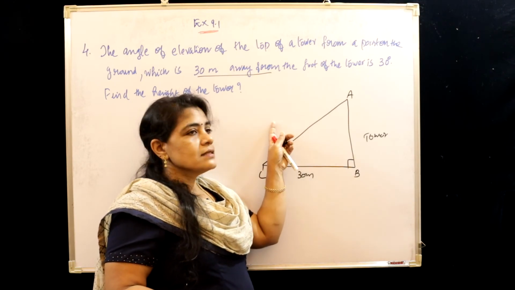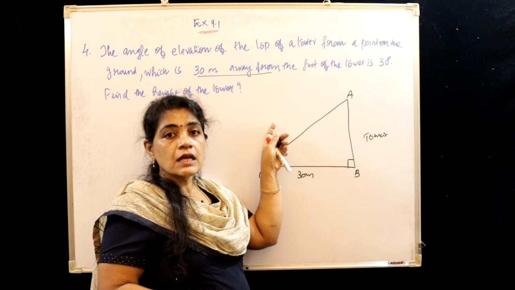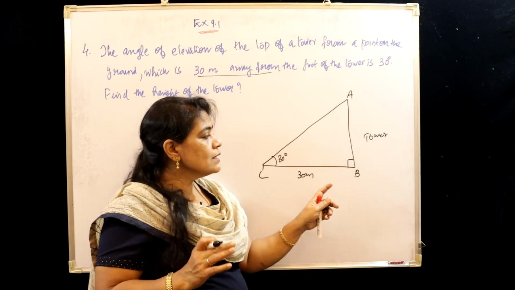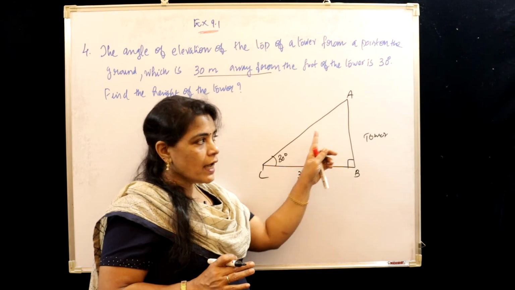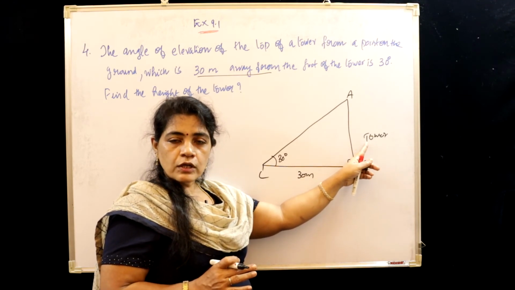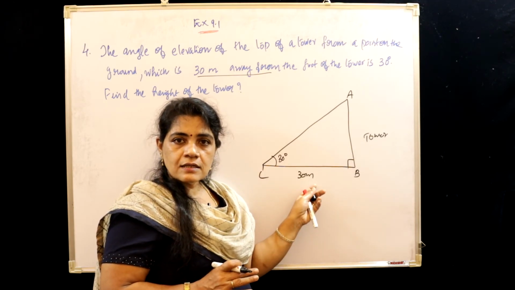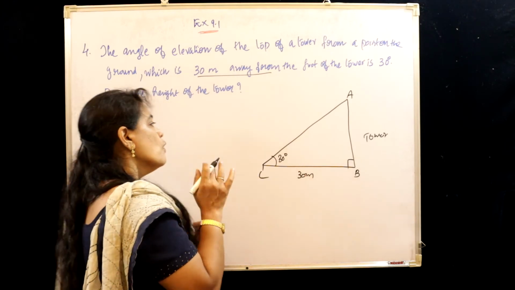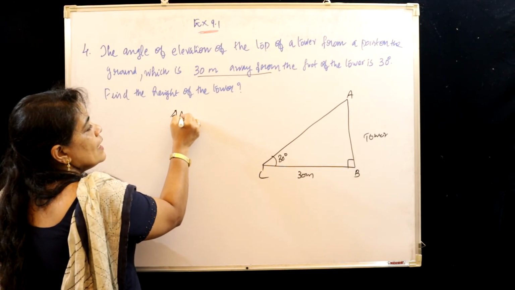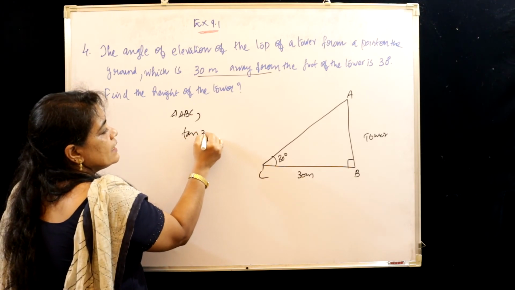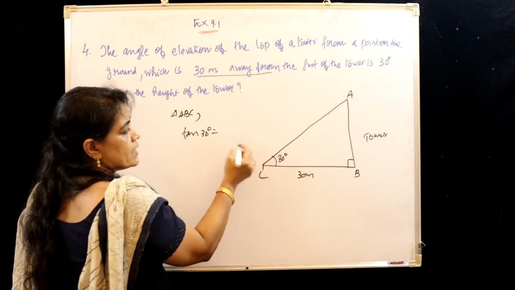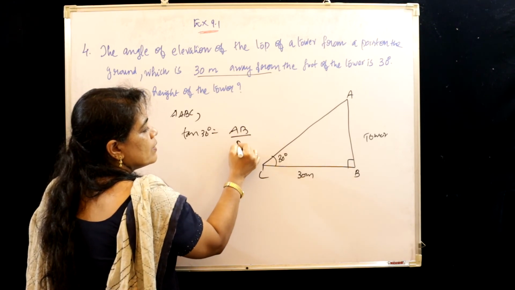So you can't take the hypotenuse, because that ratio should include this adjacent side with respect to this reference angle of 30 degrees, and this is given, that is AB. So it's the opposite side and its adjacent side, and that is tan 30. So in triangle ABC, tan 30 degrees equals the opposite side AB divided by BC.